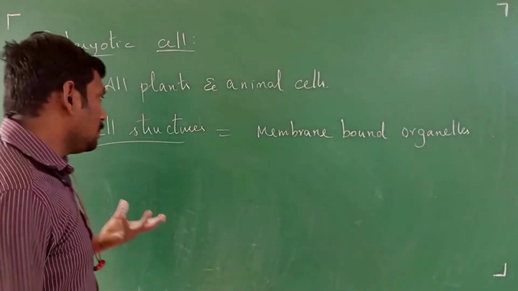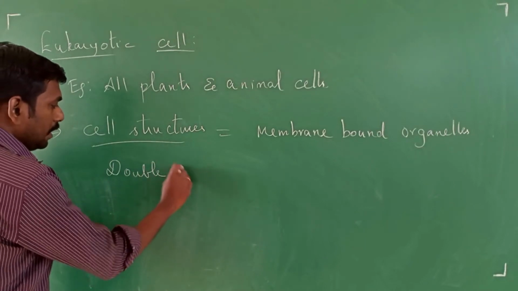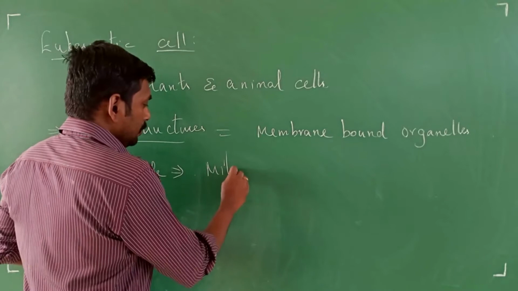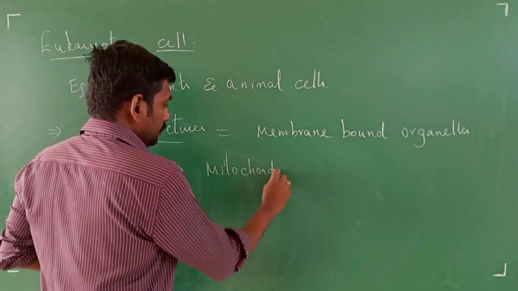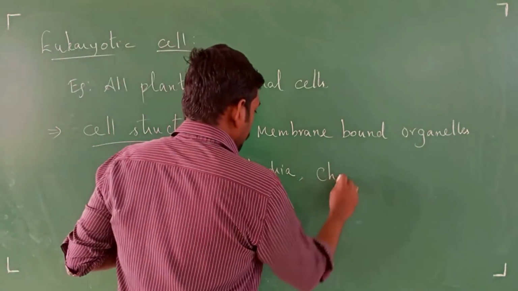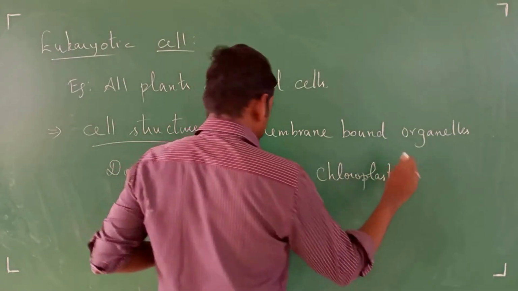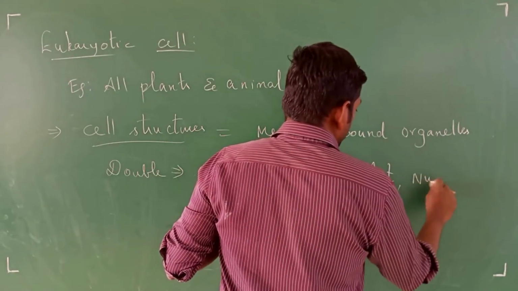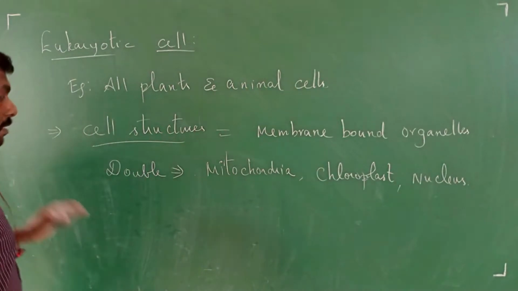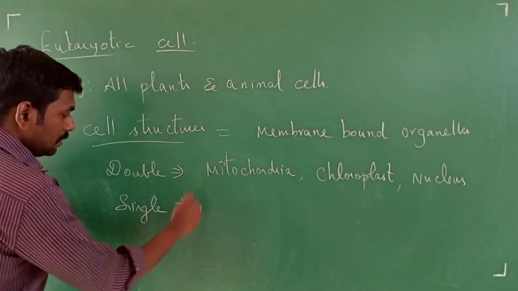Membrane-bound organelles, in the sense, you will be having the double-membrane organelles, especially the mitochondria, then the chloroplast, and the nucleus. These are the double-membrane ones. You will also be having single-membrane-bound organelles.